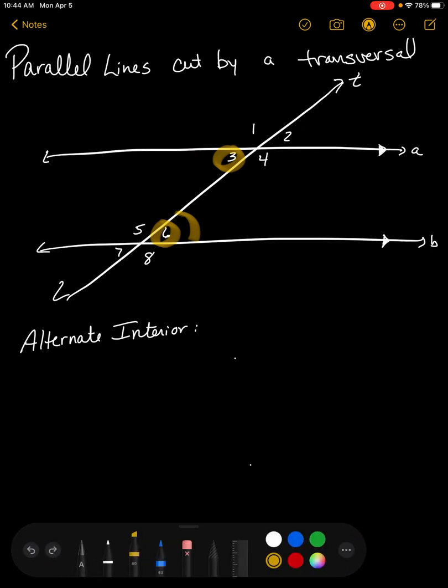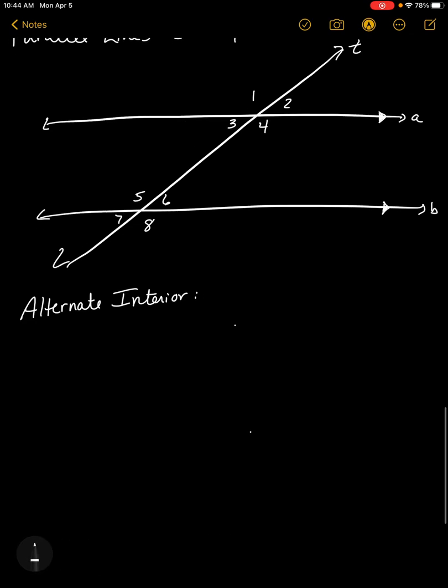Those have to be the same. And so we know that 3 and 6 are congruent to each other, and that's the secret about alternate interior angles. And so the way you would write that is angle 6 is congruent to angle 3. That's one pair of them.